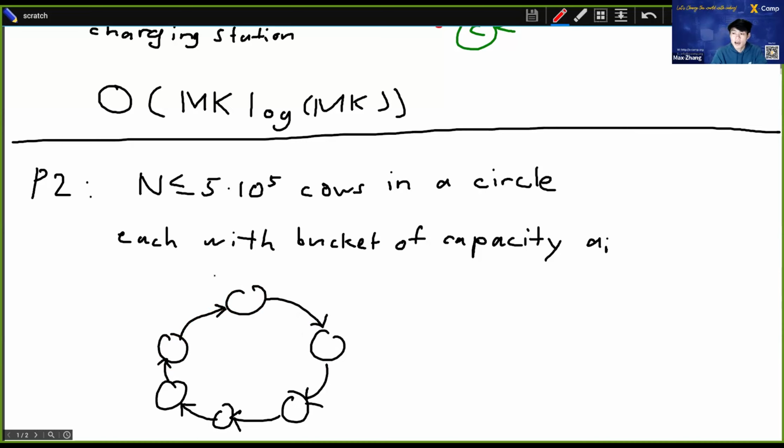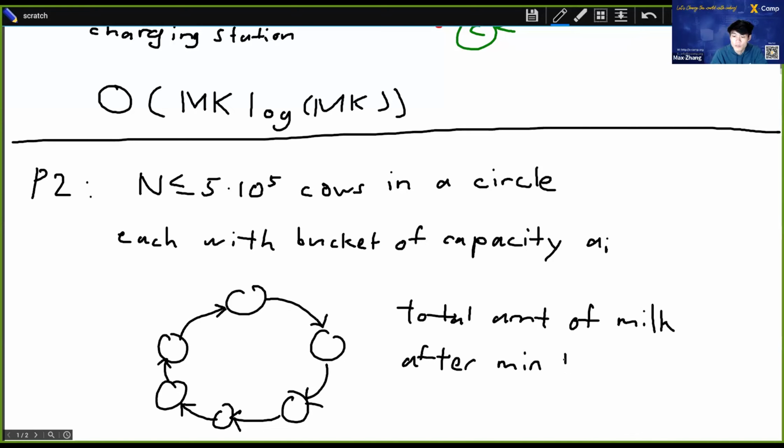And then after the exchange, if any cow has more milk than their bucket capacity, they just discard the extra milk. And so we want to know, basically we simulate for n time steps. And for each time step, after each minute, we want to know what is the total amount of milk in the circle, after minutes 1, 2, up to n.